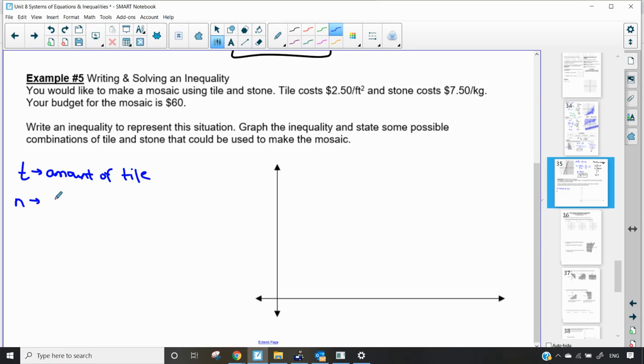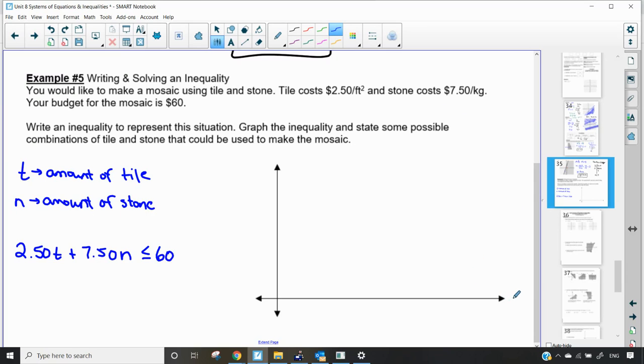And N is going to be the amount of stone. Now you could certainly use an S, but I find that my S's look too much like 5s. So setting up our inequality, we have 250 per square foot for T. So we have 250 T plus 750 N has to be less than or equal to 60. So it can cost $60, but it can't cost any more.